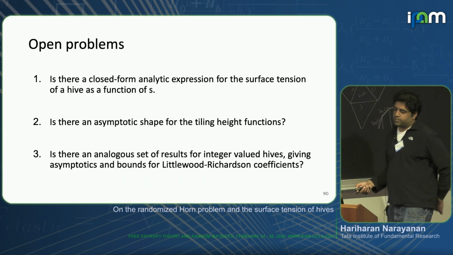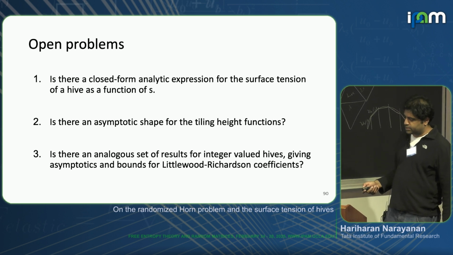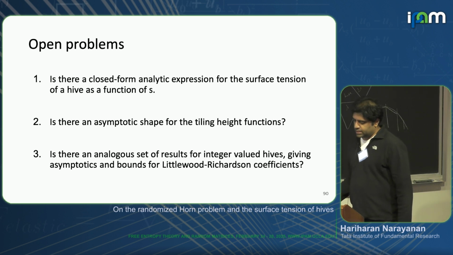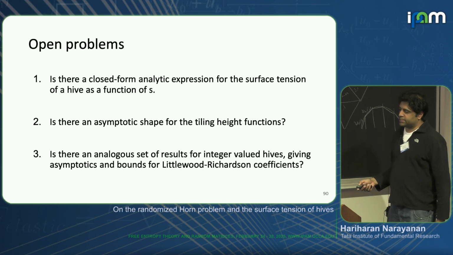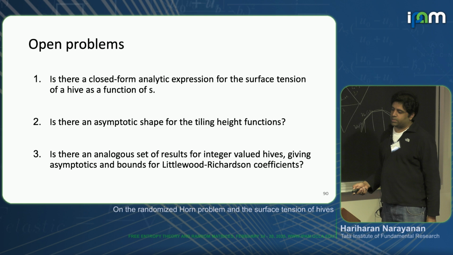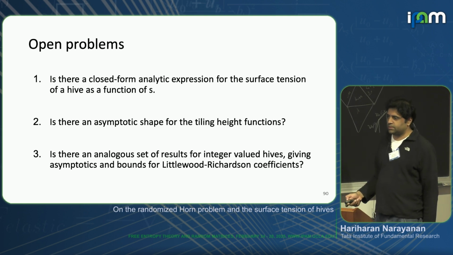So here are some open problems. Is there a closed form analytic expression for the surface tension of a hive as a function of S? Is there an asymptotic shape for tiling height functions? Are there analogous sets of results for integer valued hives, giving asymptotics and bounds for Littlewood-Richardson coefficients?